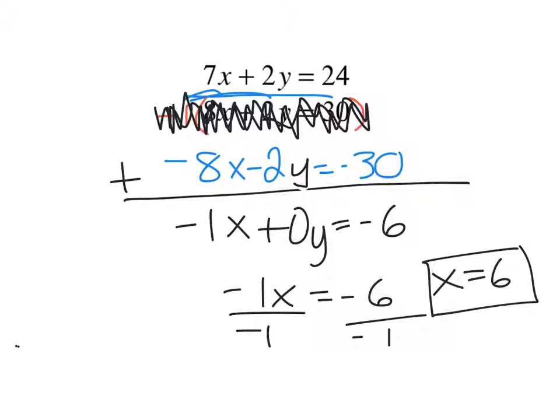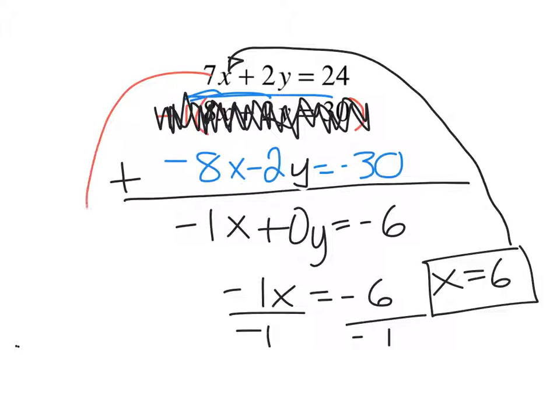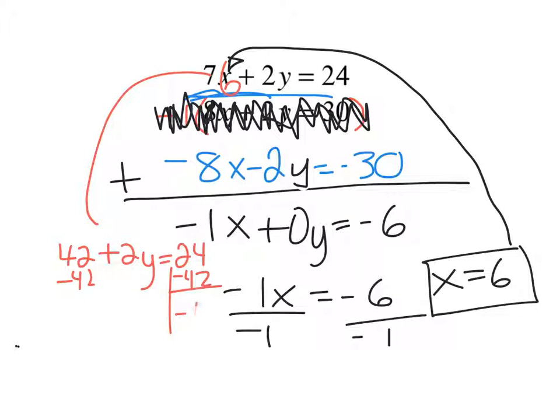Hopefully we're strong enough to know that we're going to take this x and plug it in right here. I know 7 times 6 is 42, plus 2y equals 24. I'm going to subtract 42 from both sides. 24 minus 42 is going to be negative 18. Divide by 2. y equals negative 9.